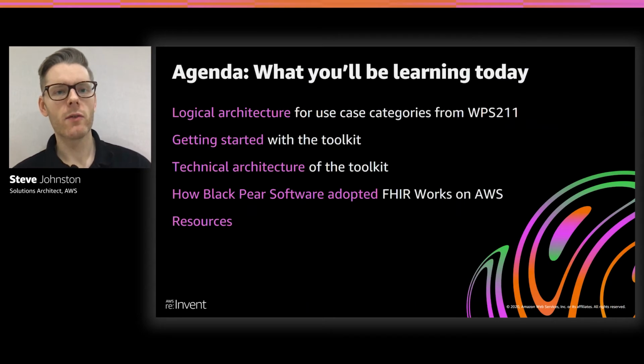In this session, we'll be covering the logical architecture of FHIR Works and AWS. Now, this will be illustrated through the use case categories from the introductory session, but don't worry if you haven't seen that. I'm going to explain that as I go through. I'll also move on to explaining how to get started with the toolkit, doing a deeper dive into the technical architecture that makes up the toolkit, and then handing over to Dunmail, who will explain how Black Pear are using FHIR Works and AWS. And then finally finishing off with some resources so you can go and explore more.